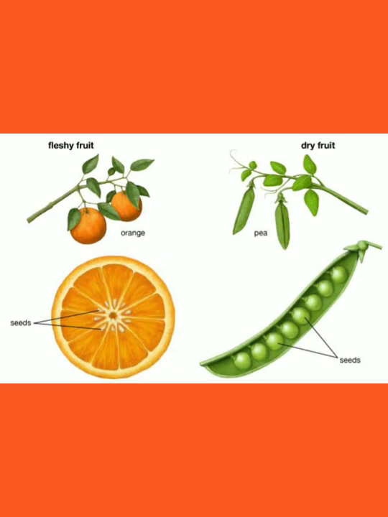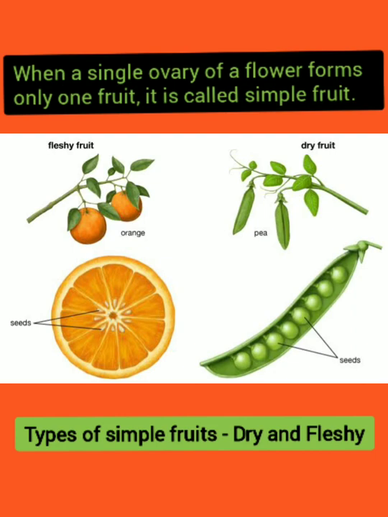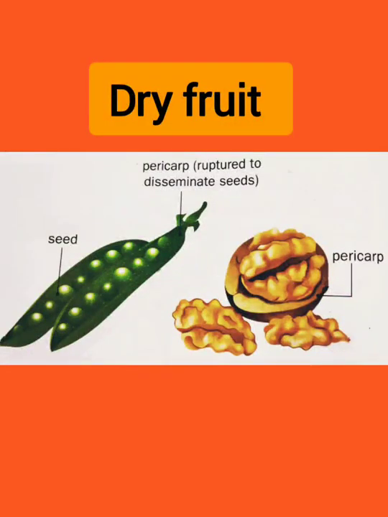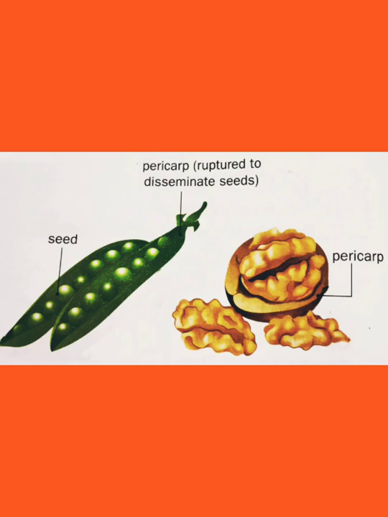Now let's read about dry and fleshy fruits. When a single ovary of a flower forms only one fruit, it is called a simple fruit. Simple fruits are of two types, that is dry and fleshy. In dry fruits, the entire pericarp becomes dry at maturity. The pericarp is thin and cannot be differentiated into epicarp, mesocarp, and endocarp. The examples are garden pea, bean, walnut, etc.